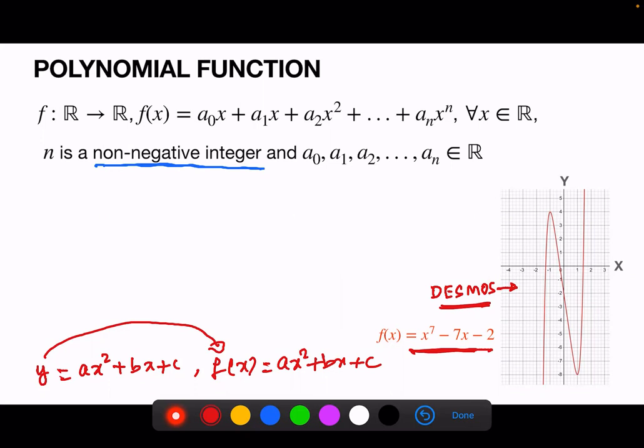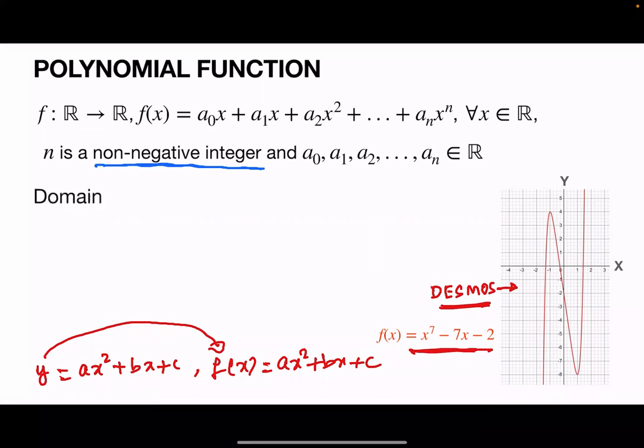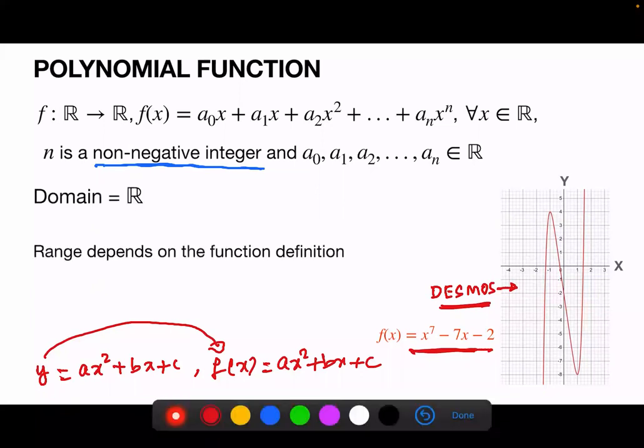But again, in the beginning itself, you don't have to worry about the difficult polynomial functions. As an example, I'm providing it here. Your domain and range depend on the function definition, so we will have to see. Here it could be the real line, but we'll have to see.